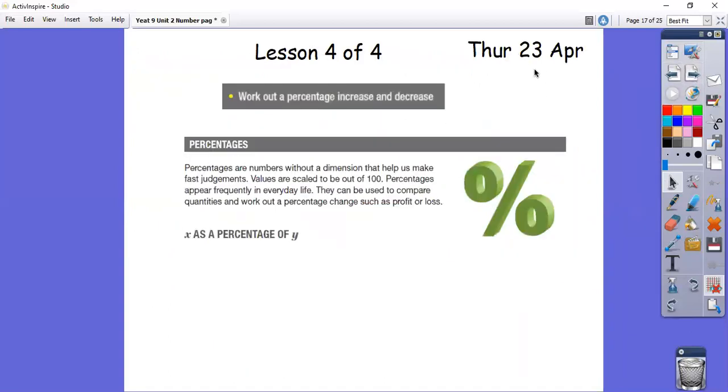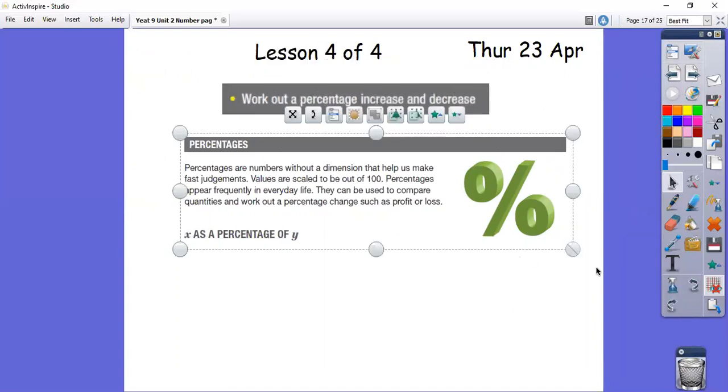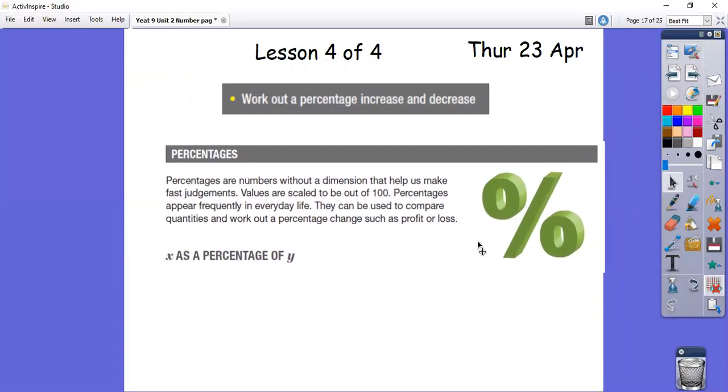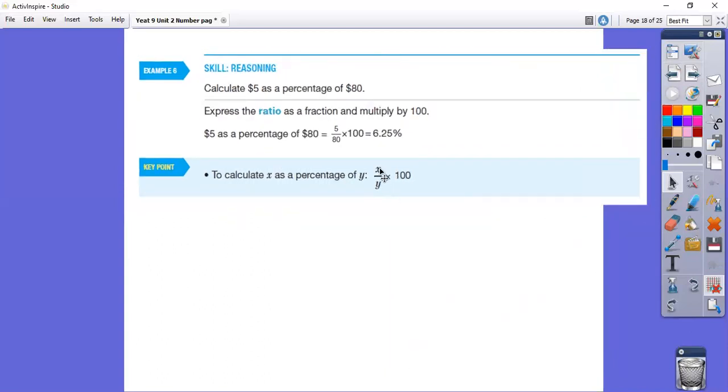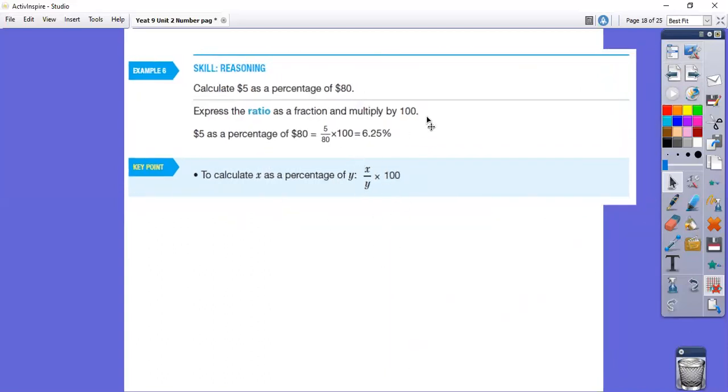And then lesson 4 of 4, Thursday the 23rd, we'll move on to working out percentages. The first part will be how to express one number as a percentage of another, so X as a percentage of Y. Again, you've got your examples there, but like I said, I will do another PowerPoint lesson on this. And this will be the second part, so you probably won't need to do one. As I said, these are all fairly easy topics that we've done since year 7.